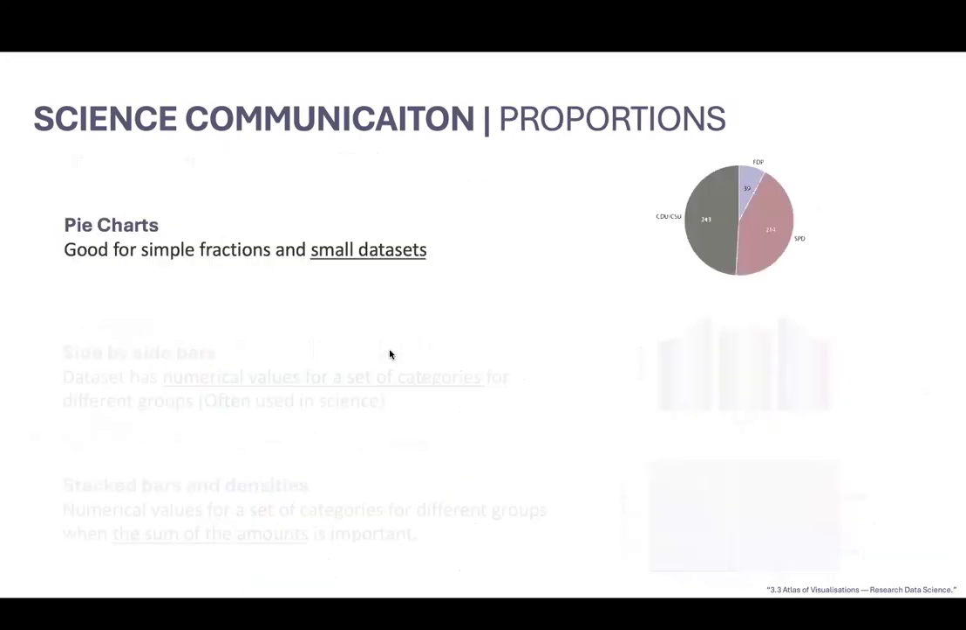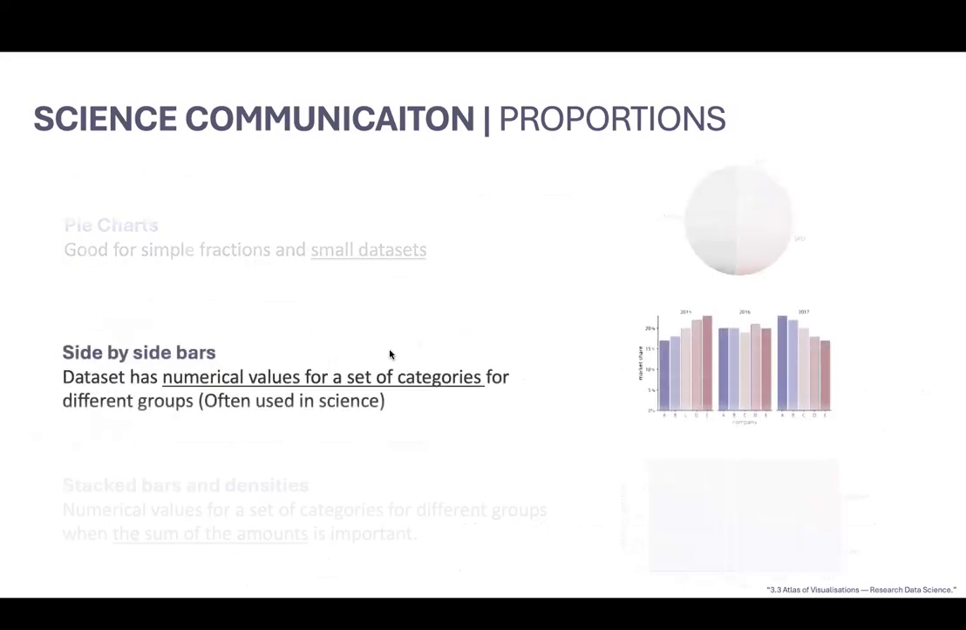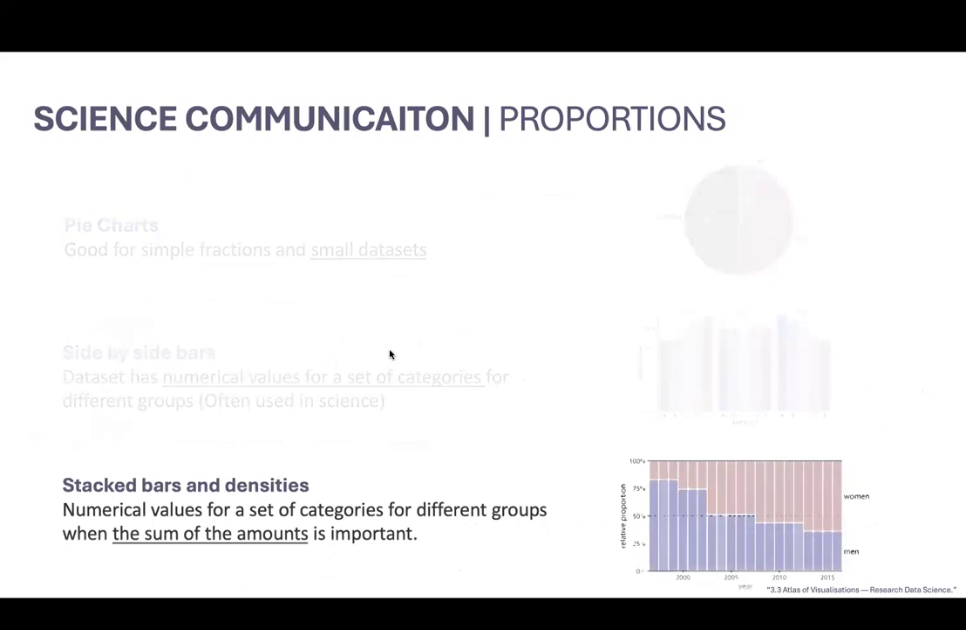Now, moving on to proportions. Pie charts are mainly good for very small data sets because they can show differences in the proportions when the sample sizes are small. Side-by-side bars are very often used in science, and they're great for showing numerical values of sets of categories when there are trends you want to highlight. Stacked bars and densities are often shown, but when you start having more than a couple of categories in these, they become very hard to follow. But they're great for when the sum of the amounts is important.